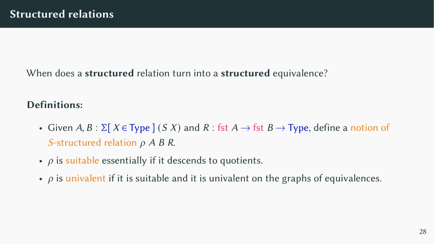As before, given two S-structured types and a relation between their carriers, we define a predicate row saying when this relation is S-structured. We have some technical conditions on these predicates called suitability that essentially make sure that being structured is preserved by passing to a quotient. Then, we say that a suitable notion of structured relation is univalent when it's restricted to one-to-one relations, or to be precise, the graphs of equivalences. It produces a univalent notion of structured equivalence as before.